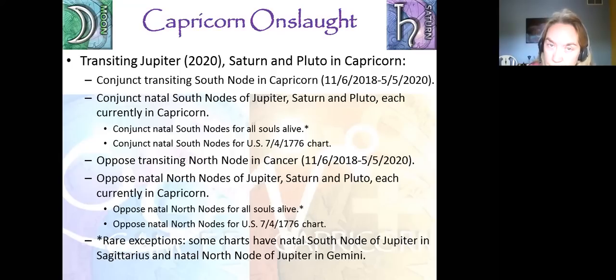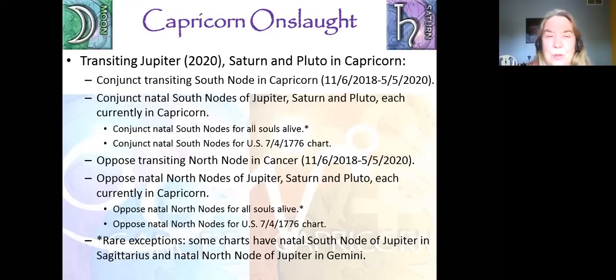One exception, rarely, there are a few charts where the south node of Jupiter's in Sag and the north node of Jupiter's in Gemini. So they're going to conjunct the natal south node of the US 1776 chart. Are you tired yet?